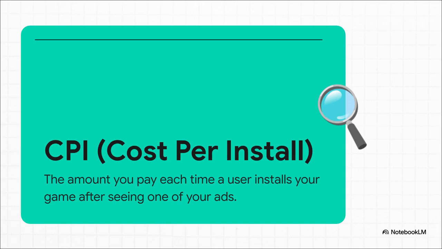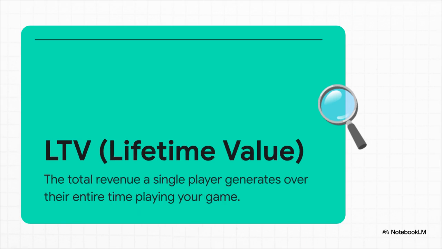First things first, you have to know your numbers. And that starts with CPI, or cost per install. It's super simple. How much money does it cost you in ads to get one single person to download your game? You need to know this number. The other side of that coin is LTV, or lifetime value. This is the total amount of money you expect to make from that one player over the entire time they play your game, whether that's from ads or in-app purchases. This is how much a player is worth to you.